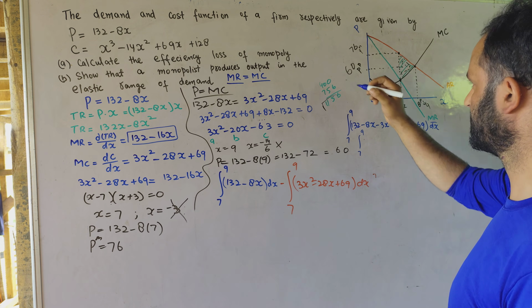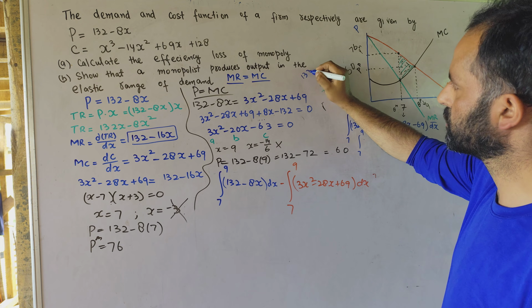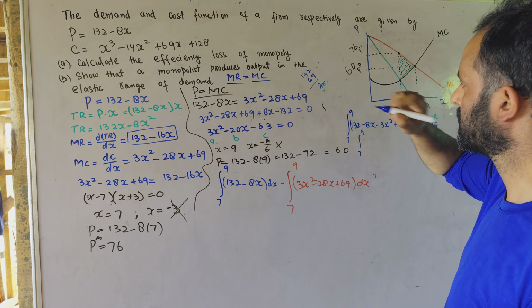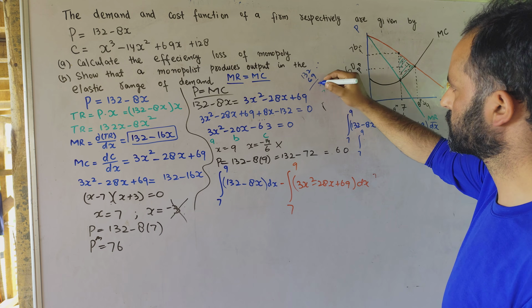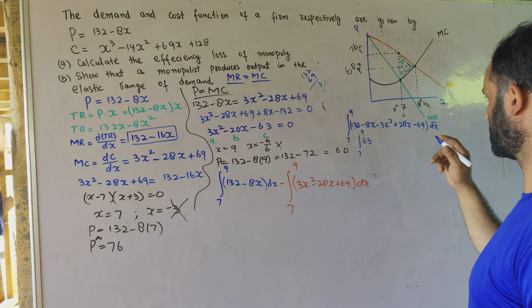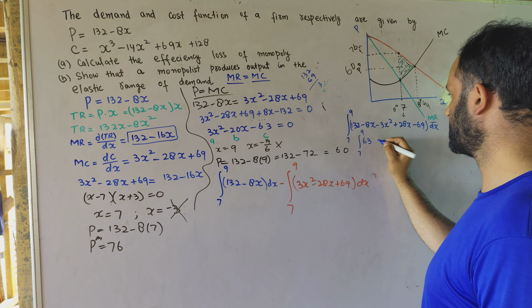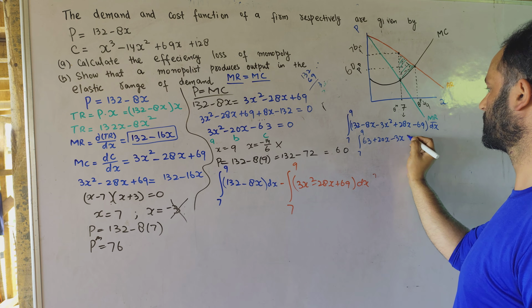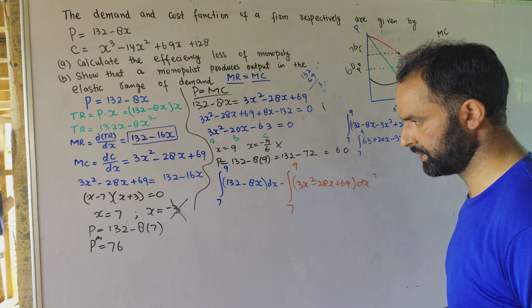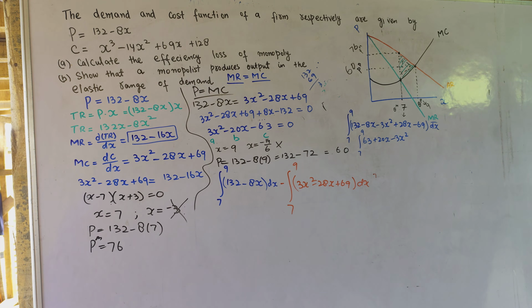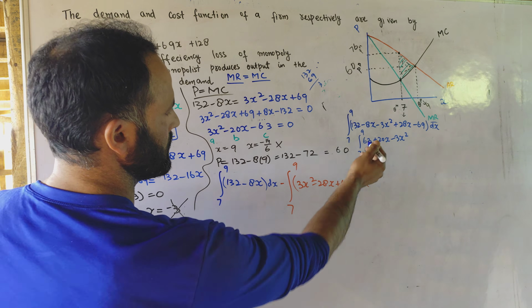Okay, 132 minus 69. Now that is 63. So we get 63 minus 8x plus 28x, which becomes plus 20x. Then we have minus 3x squared. So we need to solve this definite integral. Okay, let me see if I am within the limits. I guess I have the space. Okay, solving this integral.